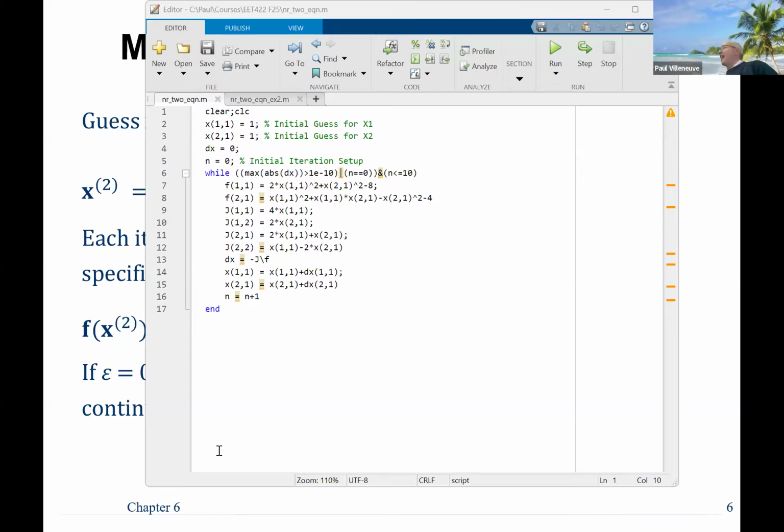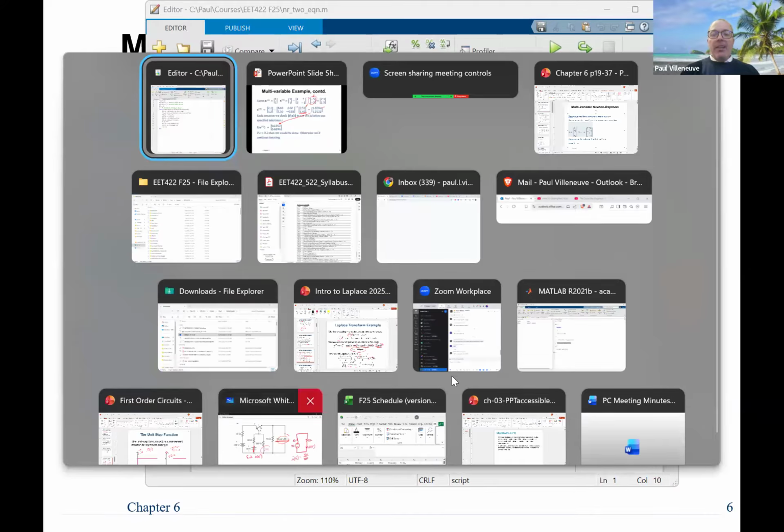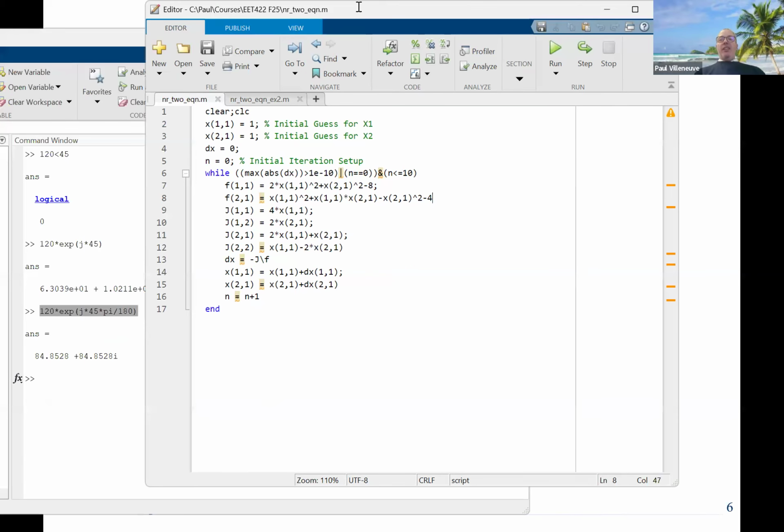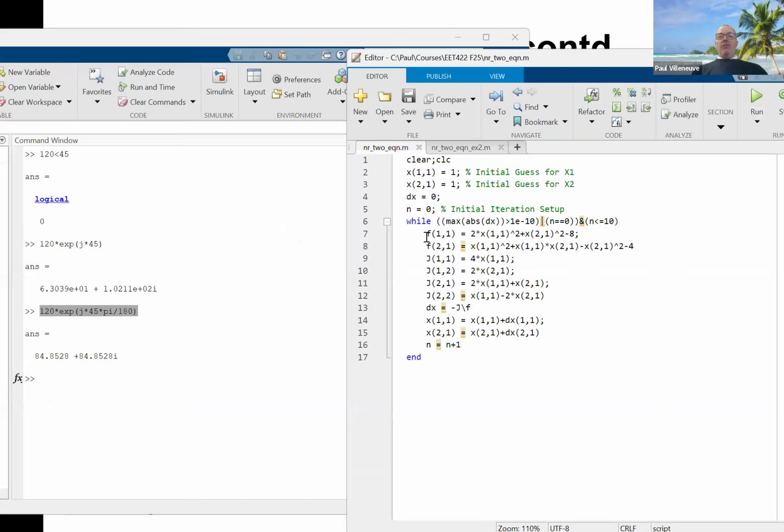I calculate my delta X, and in MATLAB you can do all kinds of things to invert a matrix. This is called left divide, so that's another way of taking the 1 over and then multiplying. Just call it left divide. And then I update my x1, x2, I update my iteration counter, or increment it by 1, and then I rinse and repeat until I get that going. So let's bring up the actual MATLAB window, and we'll walk through each iteration and see how that compares to what we had.